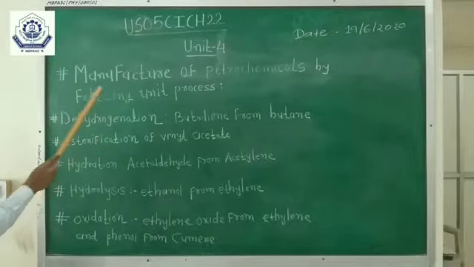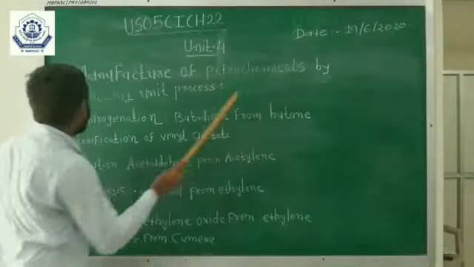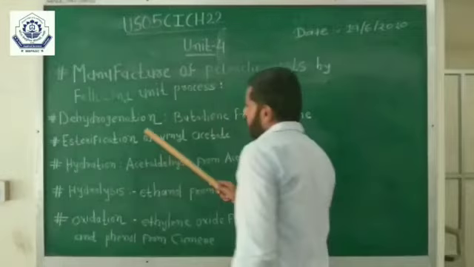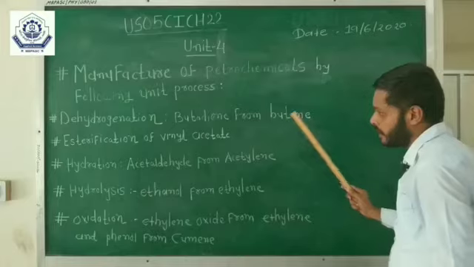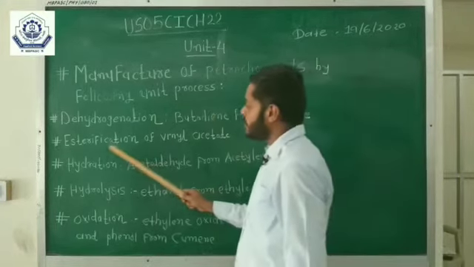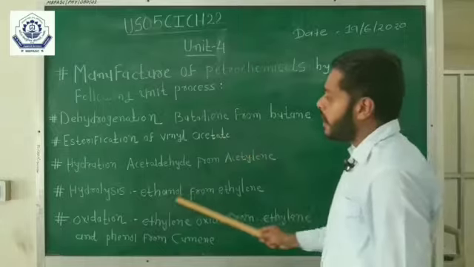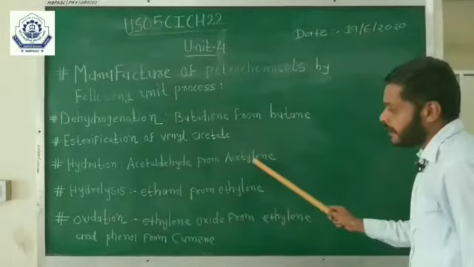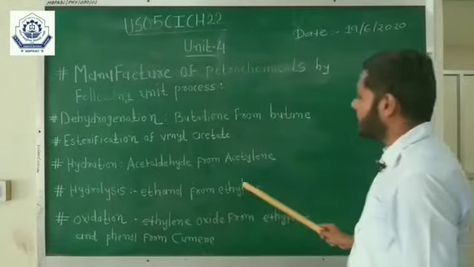Unit 4, manufacture of petrochemicals by the following unit processes. First, dehydrogenation of butadiene from butane. Next is esterification of vinyl acetate. Next, hydration of acetaldehyde from acetylene. Next, hydrolysis of ethanol from ethylene.